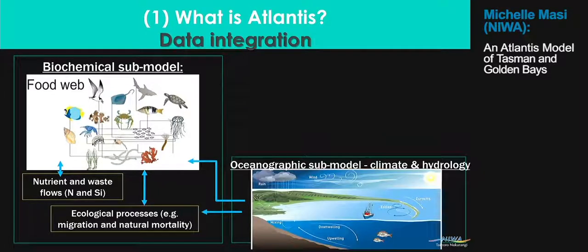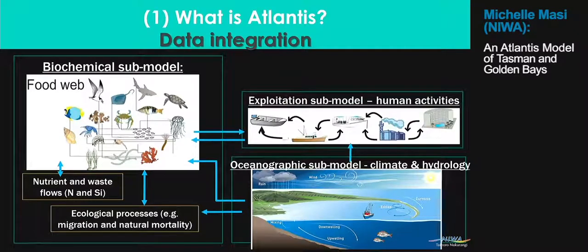Simulations in Atlantis simultaneously run an oceanographic submodel, where here we can account for the climate and the hydrology of the marine ecosystem. So things like currents moving into and out of the bays, as well as the upwelling and downwelling of nutrients throughout the water column.